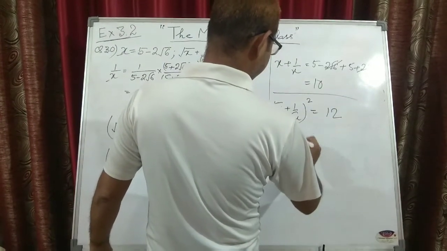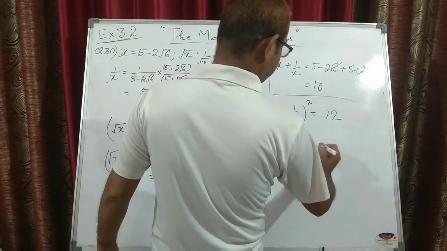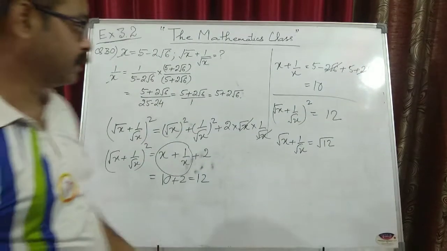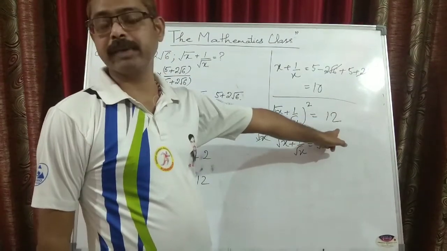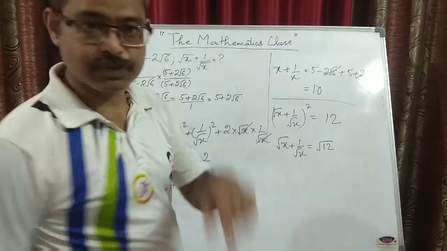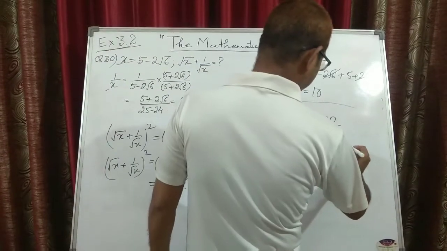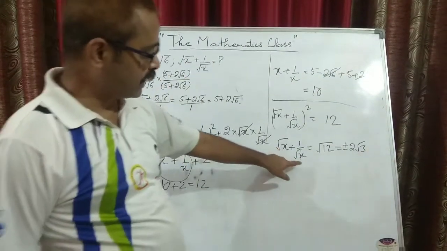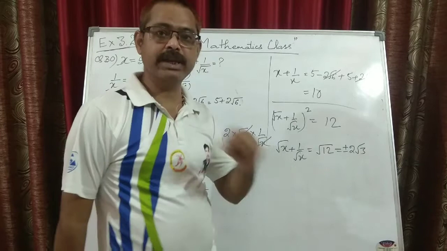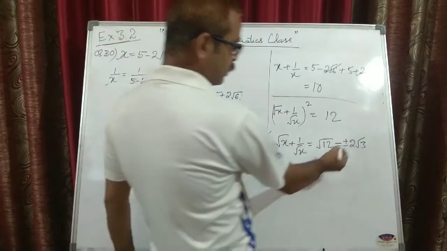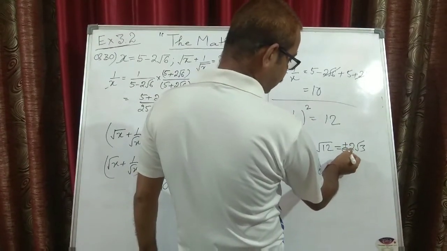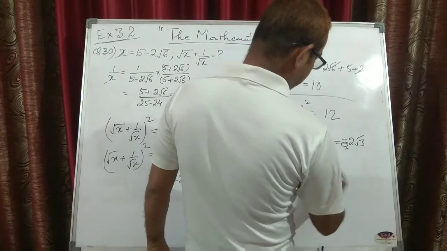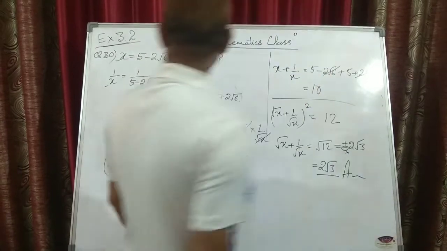So root x plus 1 upon root x is equal to under root 12, taking square root on both sides. So this square will cancel and this will become in root. So root 12 is 4 times 3 is 12, so it can be written as 2 root 3. So plus minus 2 root 3 is the value, but this root x cannot be negative. It means we will not consider this sign. So the final value is only 2 under root 3. That is the final value.